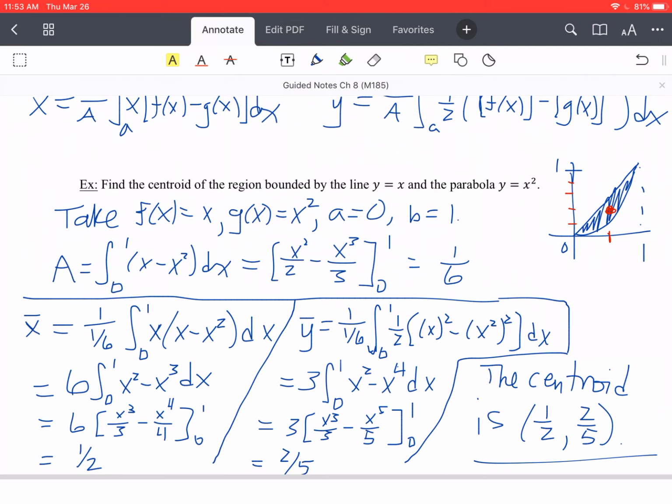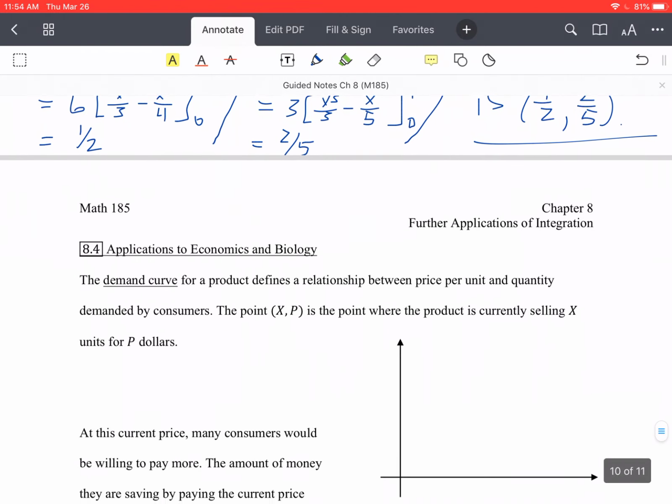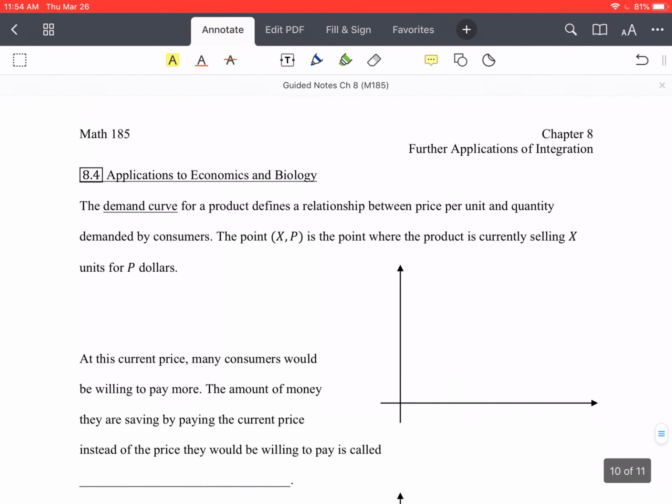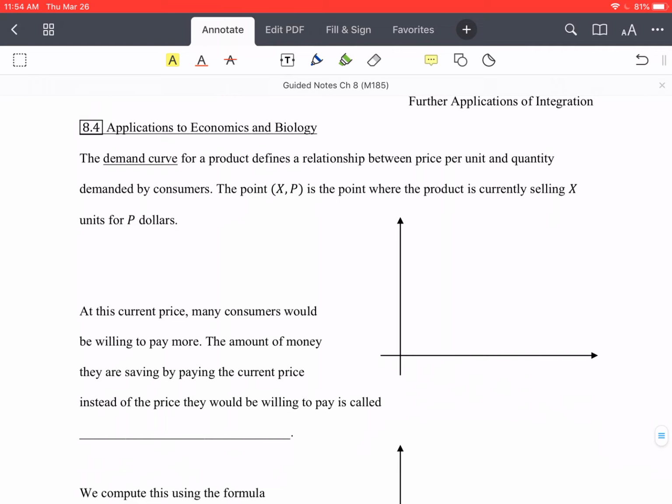All right. So that's the end of 8.3. So now let's go ahead and move into 8.4. So again, looking at further application, but this time to economics and biology. So a little bit of everything here in this section. So the first thing that we're going to look at for the economics side of things, we're going to talk a little bit about the demand curve.